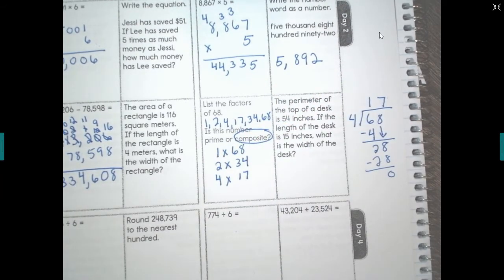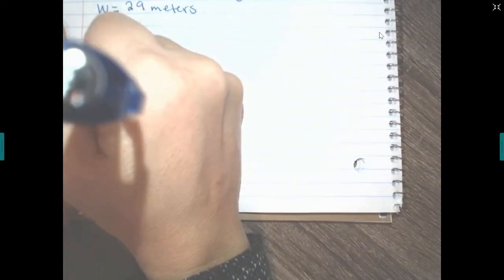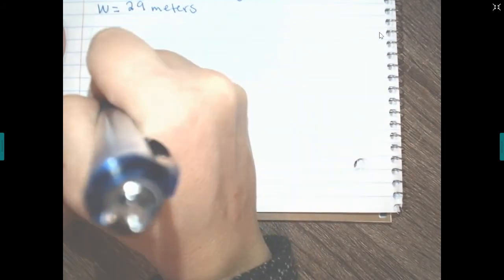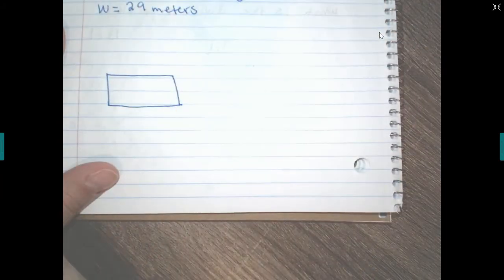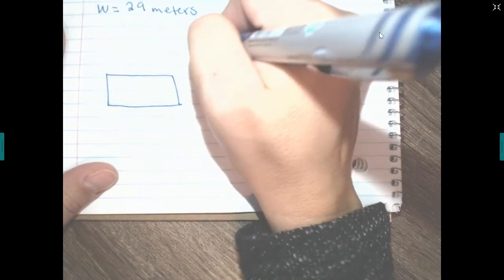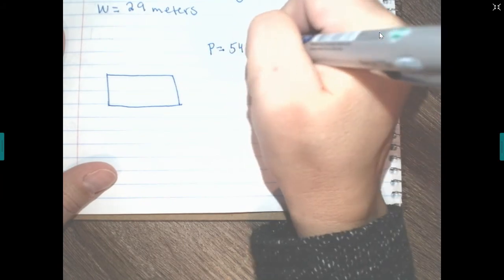All right, last problem. The perimeter of the top of a desk is 54 inches. If the length of the desk is 15 inches, what is the width of the desk? All right, so I'm going to go to my notebook for this one. So I'm finding perimeter. So I know I need a rectangle. And I know that perimeter of a rectangle is when you add up all 4 sides. Okay, so I know the perimeter of this desk is 54 inches.